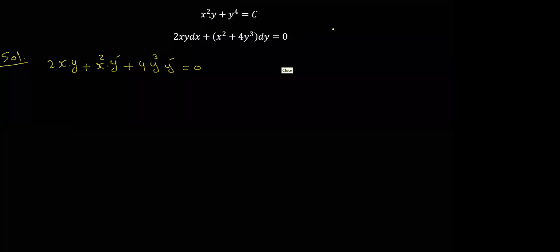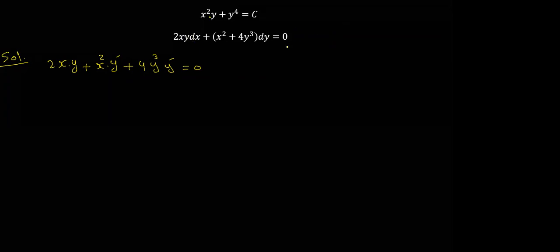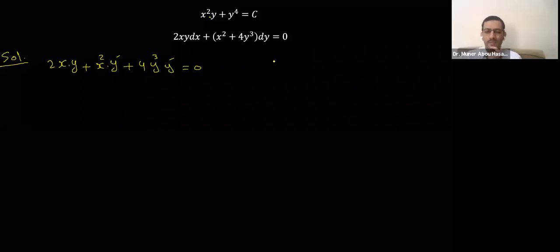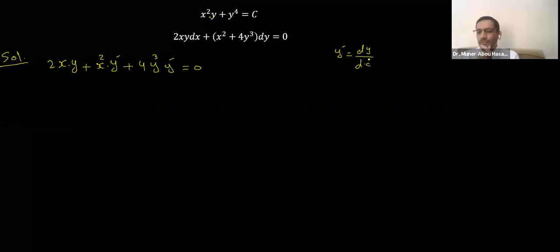The 2xy is already similar to the 2xy dx. Yes, you are right. But here, where is the dx? We have to differentiate again, I think. No problem, Basil. If you differentiate again, you will find y double prime. But one small question: do you remember what y prime is? Y prime is dy by dx. So now I found dy and dx, so I can write dy and dx instead of y prime, and I will get this one.